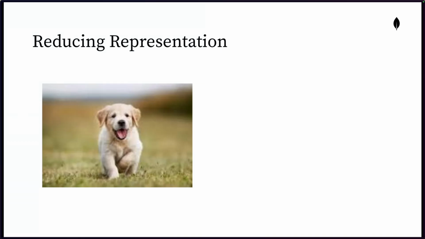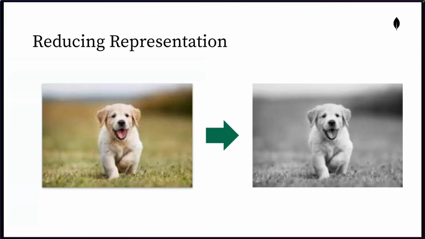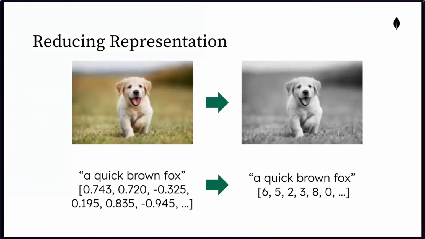It's kind of like taking this image here. We want to be able to represent this image using less data, but still recognize what is in the image. We could do that by changing it to grayscale. We don't need the color information, so we can make the size smaller, but we can still tell that that's a cute puppy. So it's kind of like that. We take a quick brown fox and we go from floating point to integer.